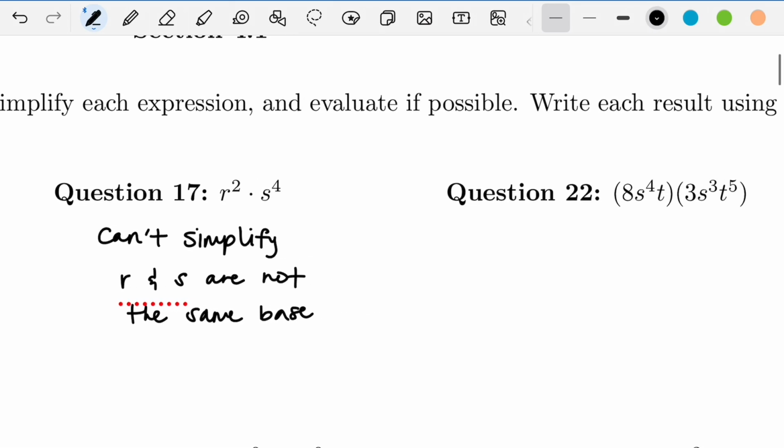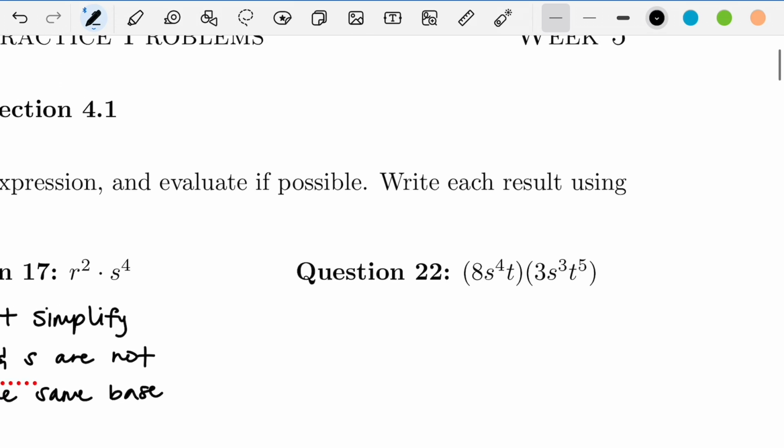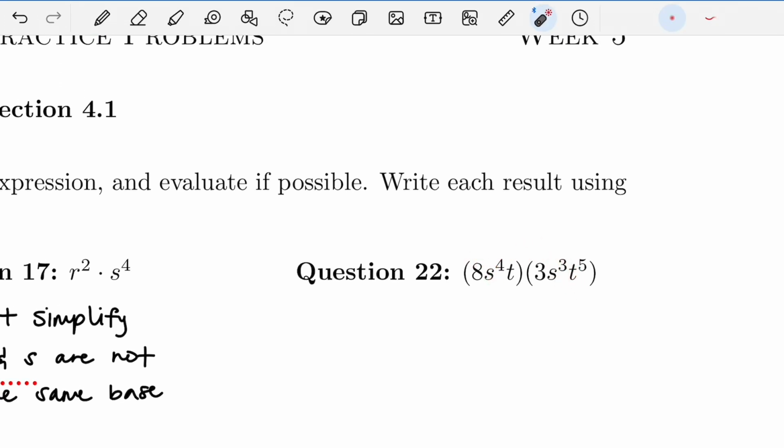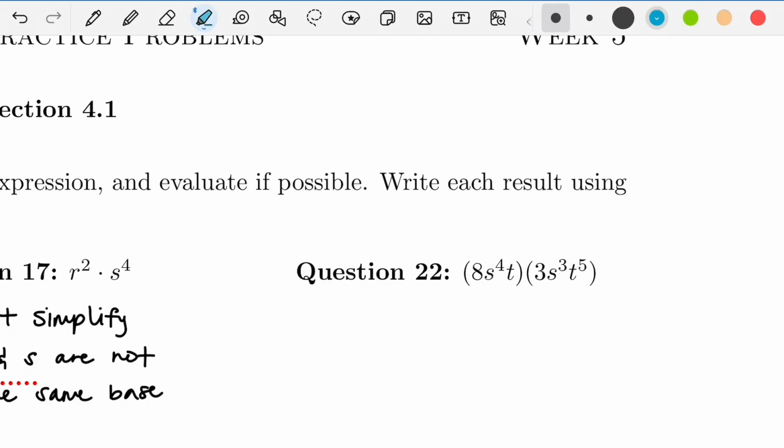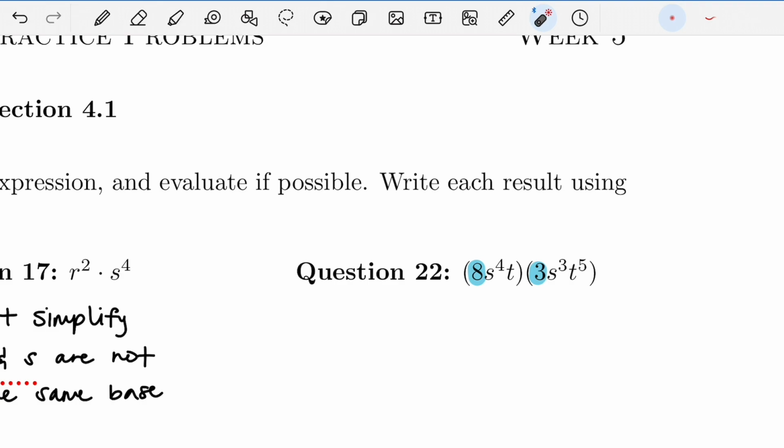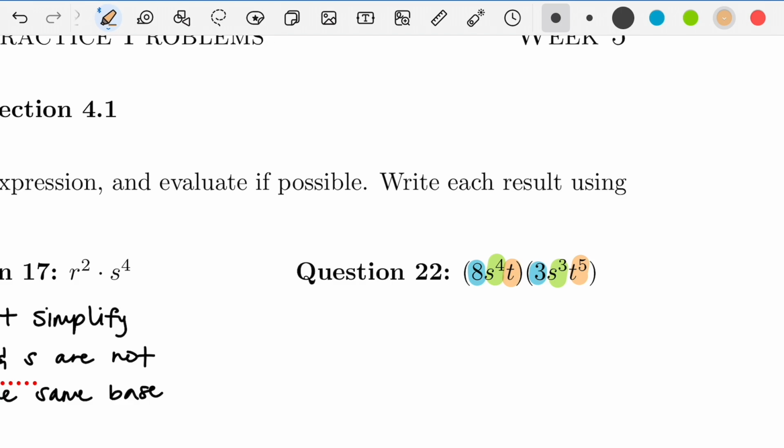All right, let's go on to question 22. So here we're multiplying these two expressions. What we can do is group these. Notice we have our constants 8 and 3 here. Then we have these exponential expressions with s to the 4th power and s cubed. So these would have the same base. So let's stick with our color coding. And similarly, we have this t and then this t to the 5th power. So these also have the same base. This tells me that if we have the same base, we can use our product rule.